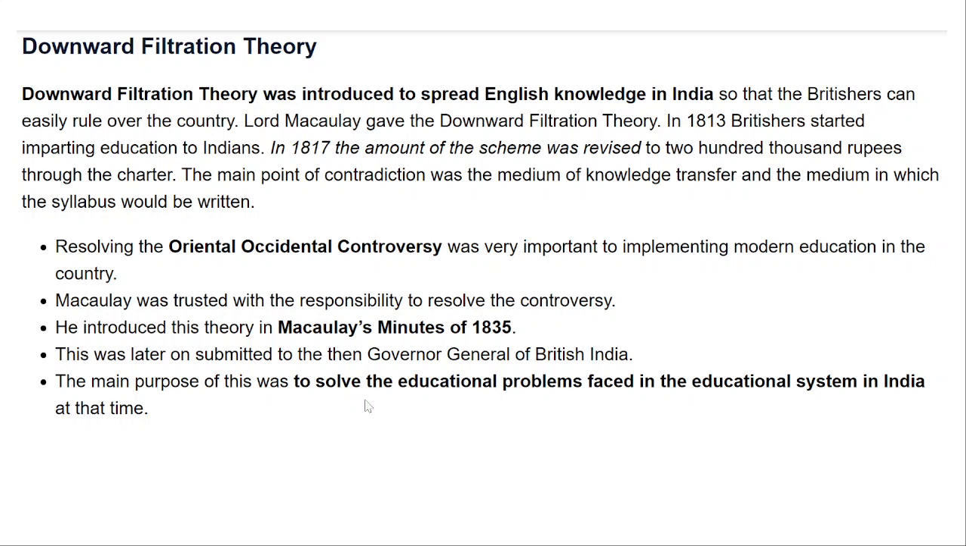Basically, the main purpose was to solve the educational problems faced in the education system in India. Basically, to spread the English knowledge. So all these are very important. Lord Macaulay gave the downward filtration theory. In 1813, the British started imparting education to India. Try to remember that. In 1817, the amount of the scheme was revised. All that is important. And he introduced the theory in 1835 in the Macaulay Minutes.